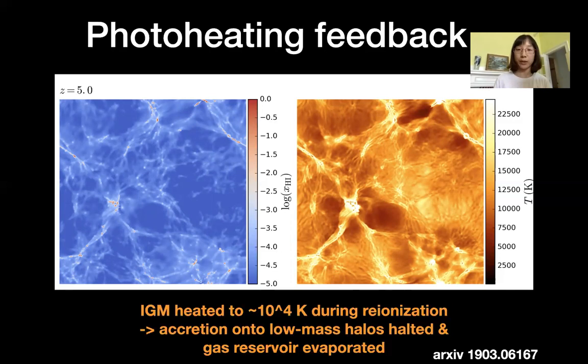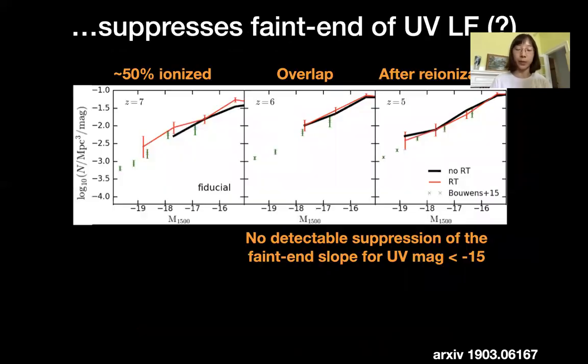However, is that really the case? Well, we did take a look at this issue in the simulations I just showed here. Here are our simulated luminosity functions at redshifts 7, 6, and 5 from left to right respectively. These redshifts correspond to the half ionized, the overlap phase, and after reionization in our simulations.